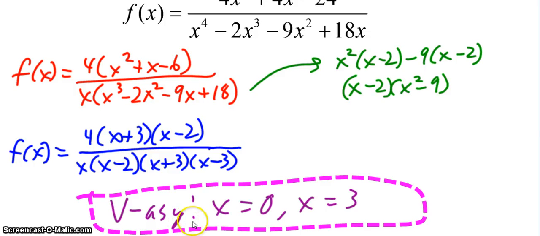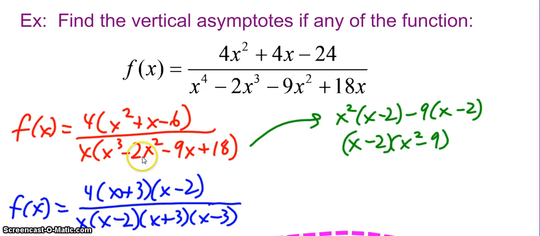Alright, hopefully you got that the vertical asymptotes are at x equals 0 and x equals 3. How do we get that? We do a lot of factoring. So I factored out a greatest common factor from the numerator and denominator, then I factored the denominator by grouping. I did that off to the side up here.